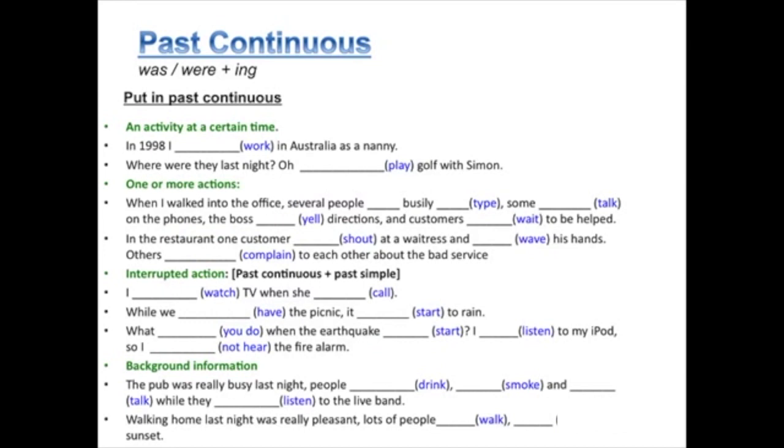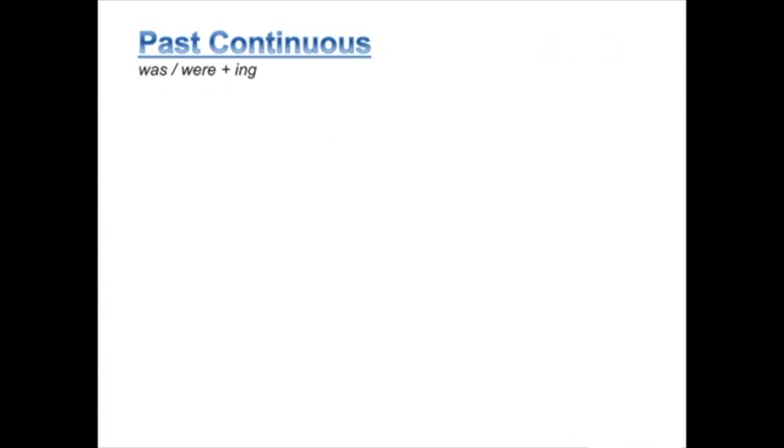Here are some activities for you to practice the four uses of the past continuous. Pause this slide and answer each sentence using was or were and the ing form of the verb in blue. These are the answers.